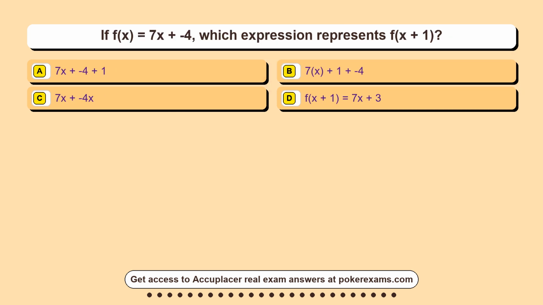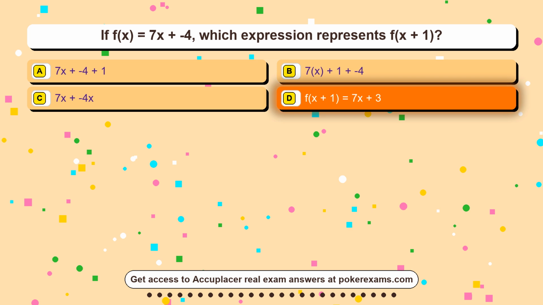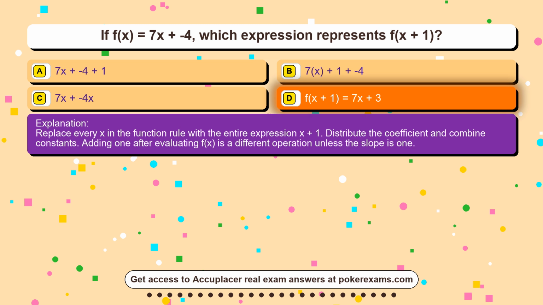Question 23. If f(x) equals 7x + (-4), which expression represents f(x + 1)? Option A, 7x + (-4) + 1. Option B, 7x + 1 + (-4). Option C, 7x + (-4)x. Option D, f(x + 1) equals 7x + 3. The correct answer is Option D, f(x + 1) equals 7x + 3. Replace every x in the function rule with the entire expression x + 1. Distribute the coefficient and combine constants. Adding 1 after evaluating f(x) is a different operation unless the slope is 1.